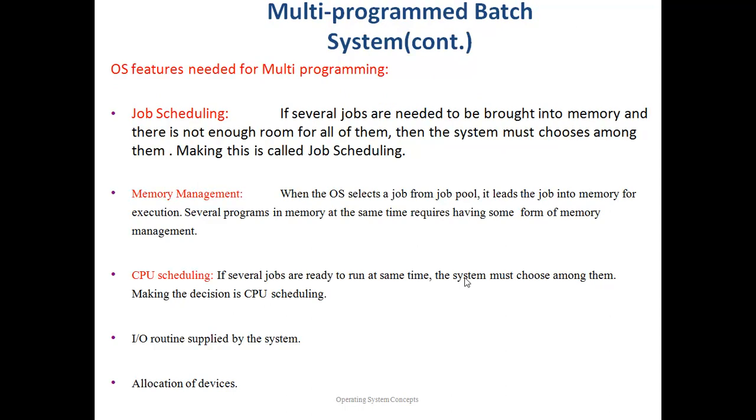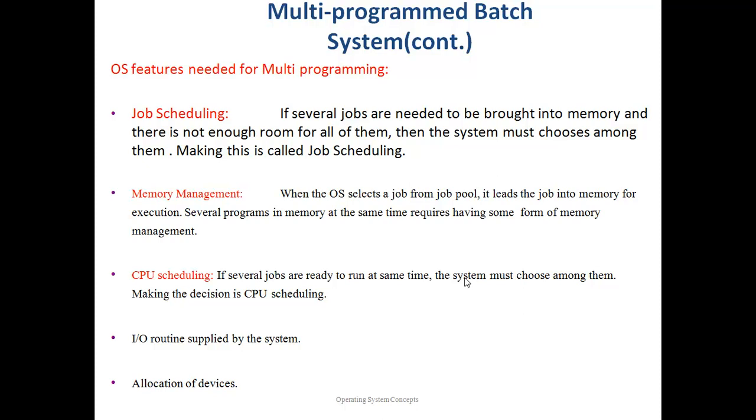What are the operating system features needed for multi-programming? We need job scheduling, memory management, CPU scheduling, input-output routines supplied by the system, and allocation of devices. In job scheduling, several jobs need to be brought into memory, and there is not enough room for all of them, so the system must choose among them. This is called job scheduling. When the operating system selects a job from the job pool, it loads the job into memory for execution.